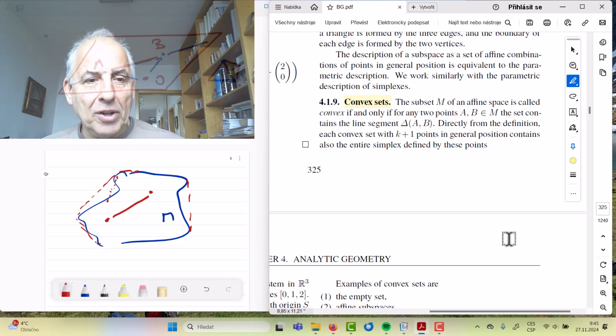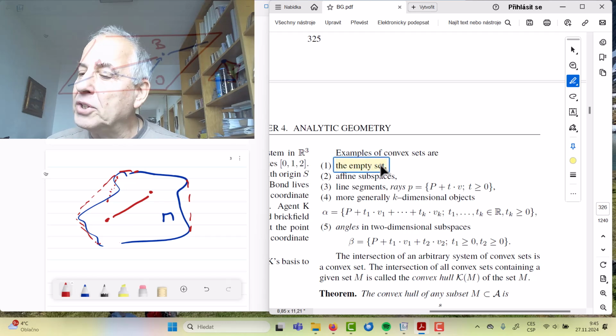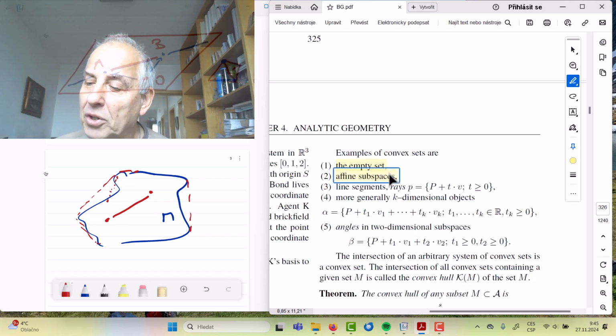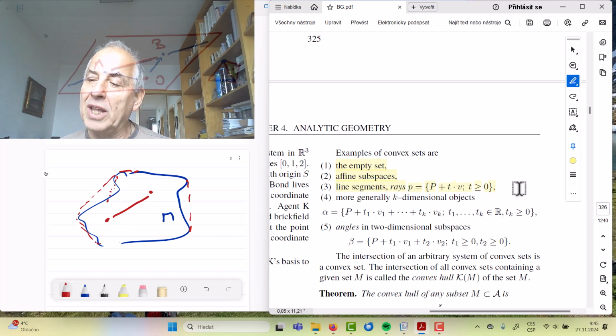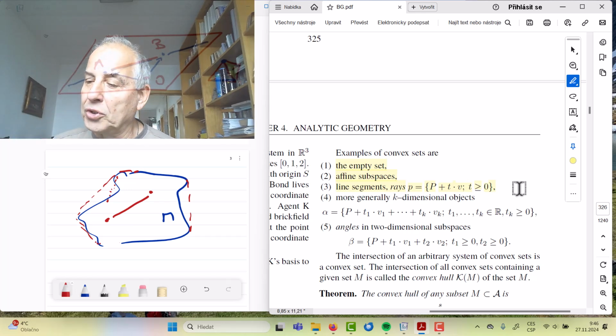So let's have a look at some examples of what convex sets can be. For example, an empty set is of course convex, right? It's not a subspace, but all the conditions are true if there are no points at all. A one-point set is always convex. Yeah, so the smallest affine subspaces are always convex. All the affine subspaces are convex. All the line segments, all the rays, right? So if you take a line, you can also say that you are interested only in going in one of the directions. So that's also convex.